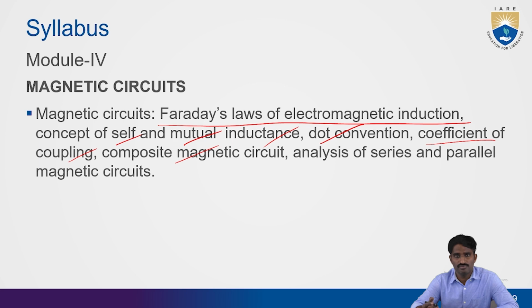So if you arrange two magnetic circuits in series, what will be the resultant, and in the same way, if those two are connected in parallel, what will be the resultant. Like that we will discuss the magnetic circuits.